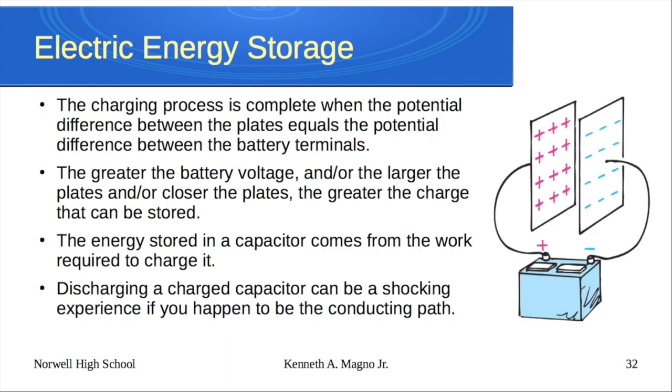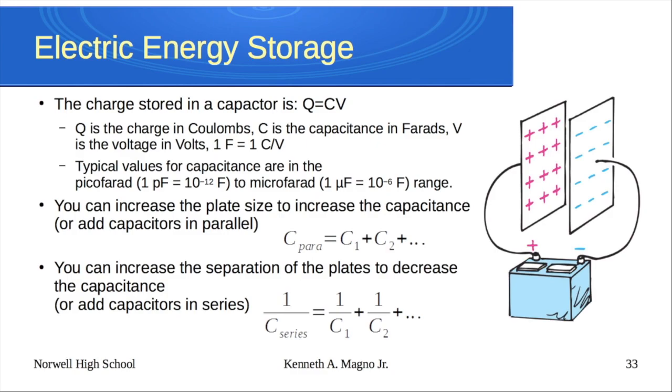That's partially how stun guns work, is that they charge up a very high value capacitor and it discharges very rapidly. It's also how camera flashes work. They charge up a very high value capacitor and they discharge very rapidly. The charge stored in the actual capacitor, Q, is equal to CV, where C is the capacitance value. So Q is going to be in coulombs. Capacitance, C, is in farads, and V is still in volts. So 1 farad is actually 1 coulomb per volt.